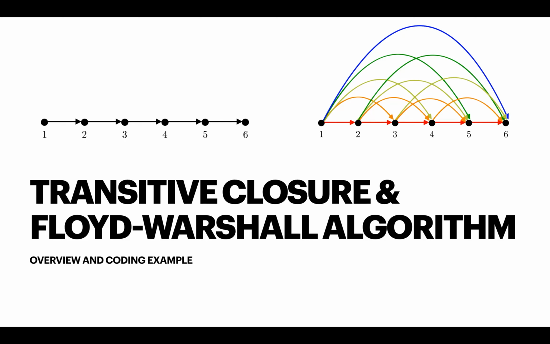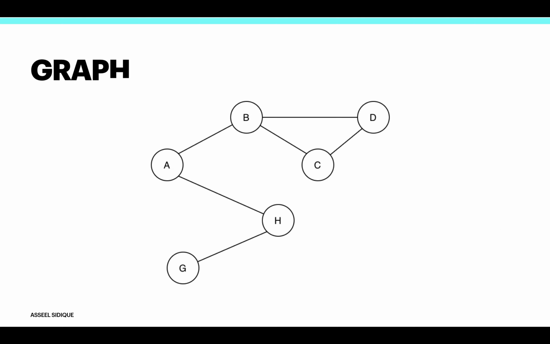Welcome to this video. We're going to be talking about transitive closure and the Floyd-Warshall algorithm in graph theory. Let's start this video off with a quick review of what a graph is, and it looks something like this. You can see that we have a lot of vertices and we have edges connecting those vertices. Some vertices are connected by an edge, whereas other vertices don't have an edge between them.